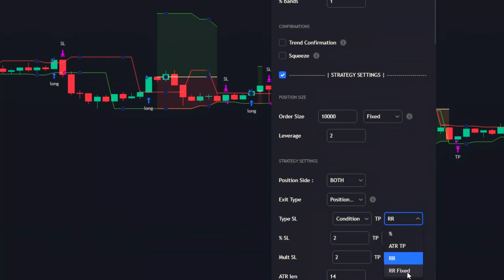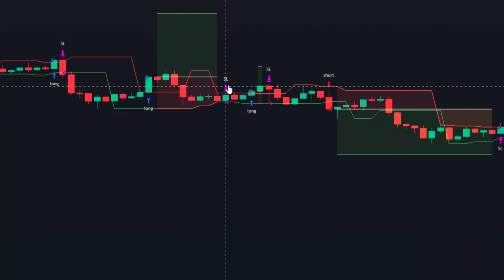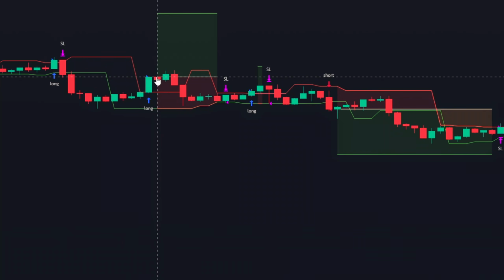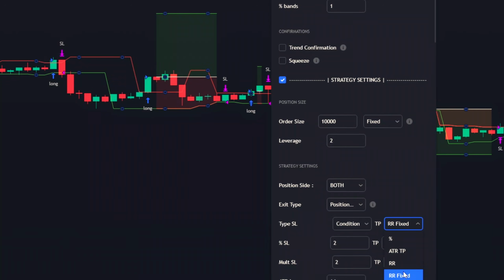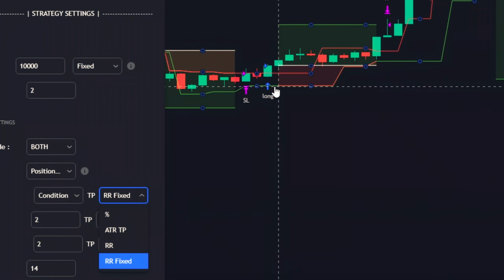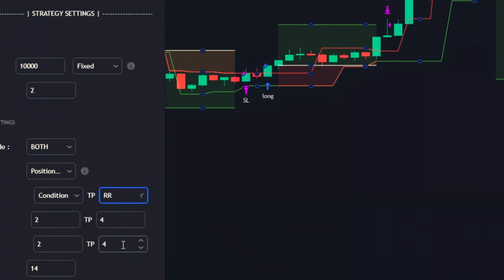Whereas this risk reward fixed is useful if you want a dynamic stop loss, so basically a trailing stop loss, and then you want a fixed take profit based on the first stop loss level. So I would suggest to use this risk reward fixed only if you want a dynamic stop loss and a fixed take profit based on the first stop loss level. Whereas if you want both a stop loss and a take profit dynamic, you can use this risk reward.